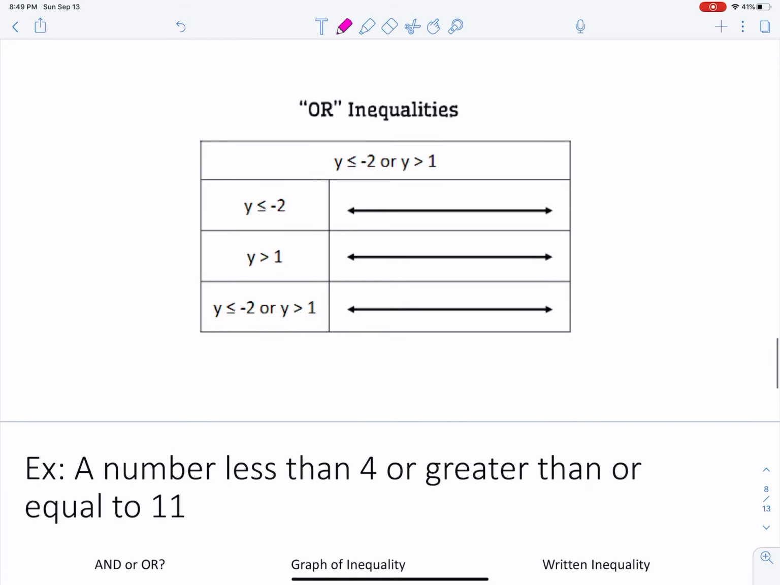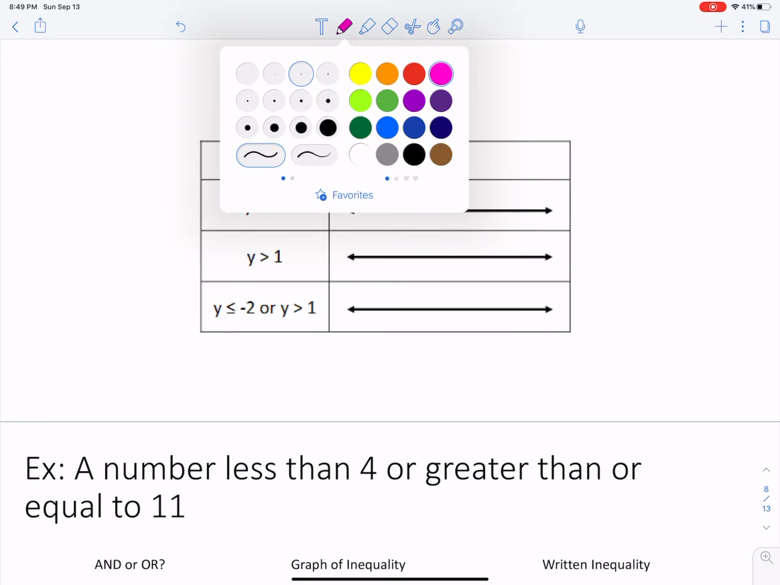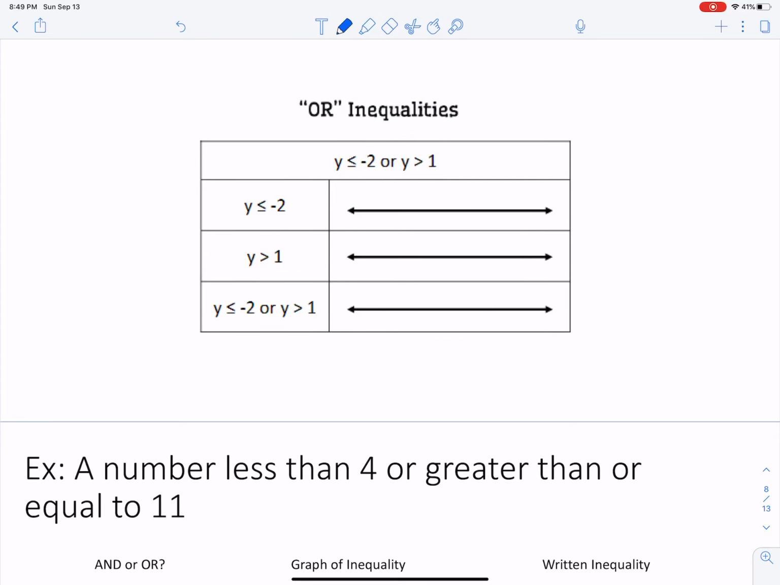We're going to talk a little bit about our or inequalities, because if we remember, a compound inequality is connected with an and or an or. So let's start by thinking about numbers that are less than -2. So I have 0, -2, so less than or equal to -2 this way. All right, and then we have numbers that are greater than 1, so numbers that are this way.